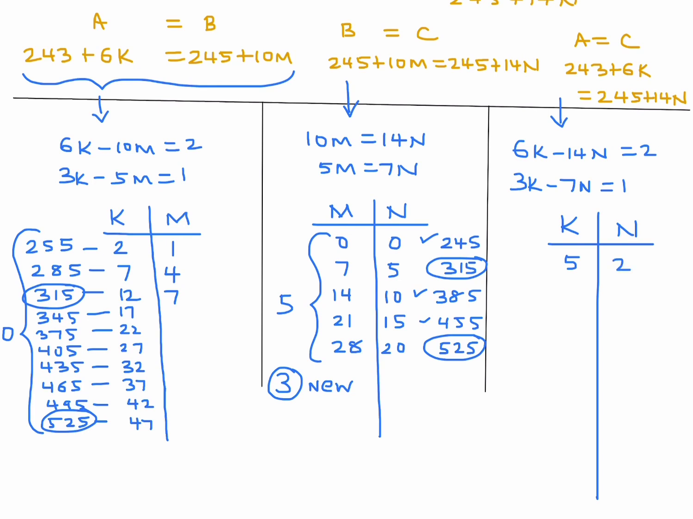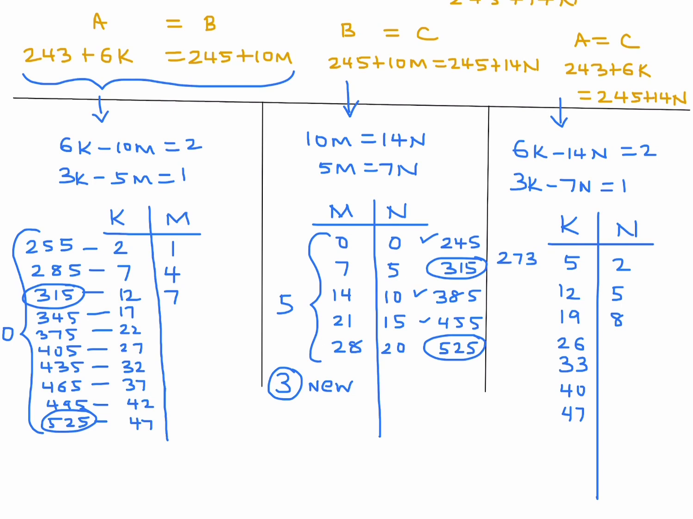5 and 2, 12 and 5, 19 and 8, and I think it goes up by 7 each time. So 26, 33, 40, 47. And I think after that we meet the cutoff. So the times, plugging back into here, for k is 5, it will be 243 plus 30, which is 273.